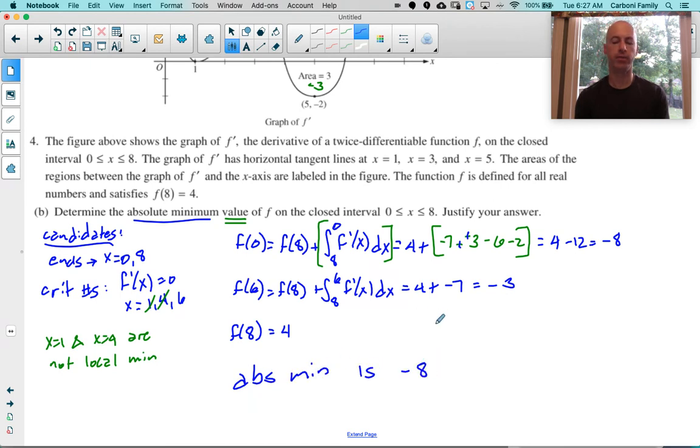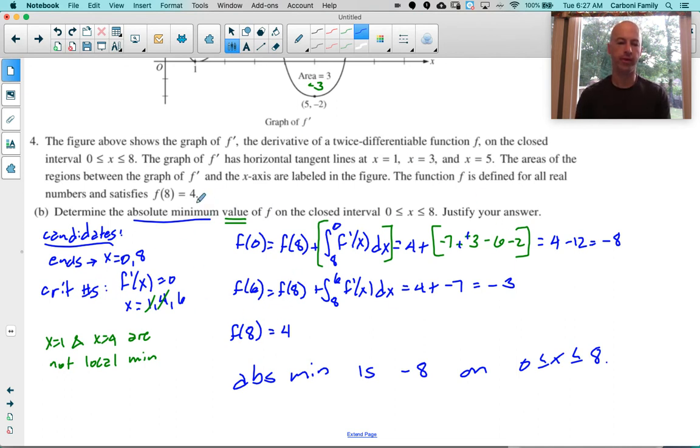The absolute minimum is negative 8 on the interval 0 to 8. It does say justify your answer. In an extreme value theorem case, the justification is the consideration of your candidates, your endpoints, your critical numbers, and showing how you evaluated it. So this is one of those cases where your work shown is the justification.